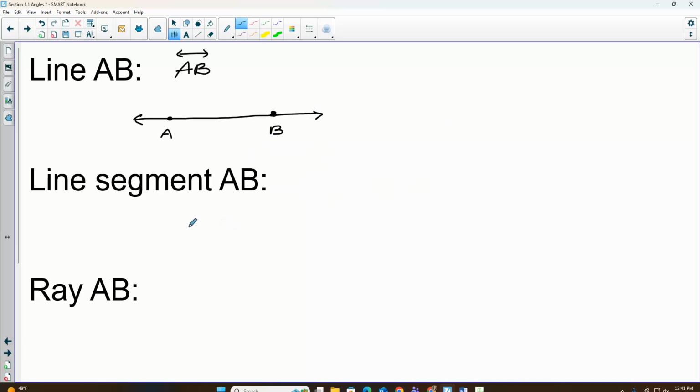What's different if I say line segment AB? Right. Just from A to B. Notation-wise symbol, there's no arrows on that. So it's just AB with that little segment across the top.